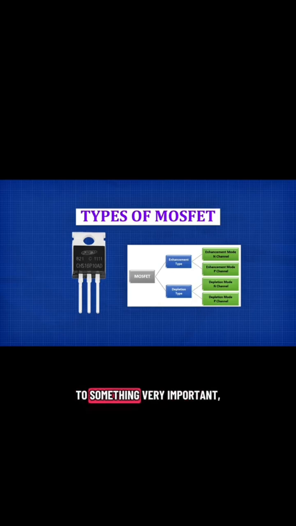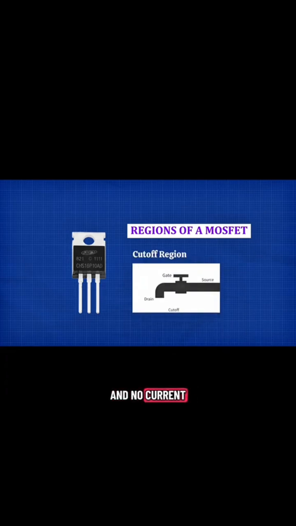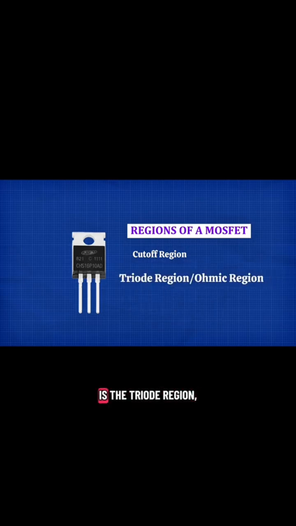Now let's move to something very important, the operating regions of a MOSFET. There are 3 main operating regions you need to understand. The first one is the cutoff region. In this region, the gate voltage is below the threshold voltage and no current flows from drain to source. The MOSFET behaves like an open switch.